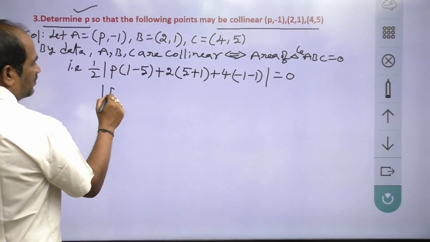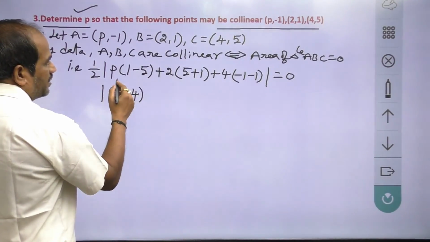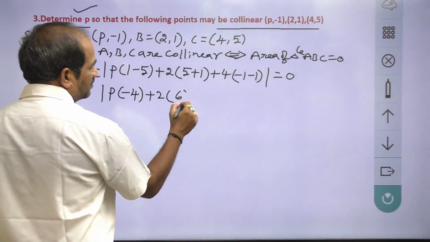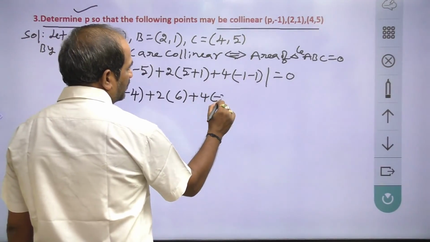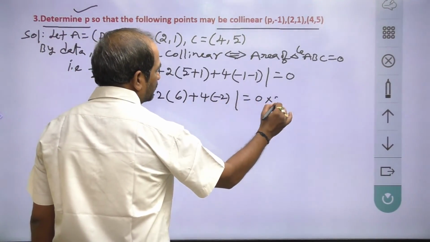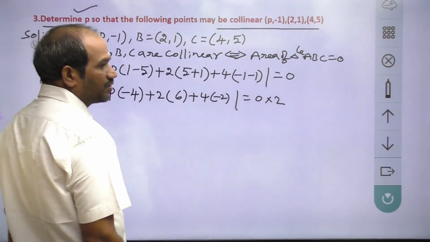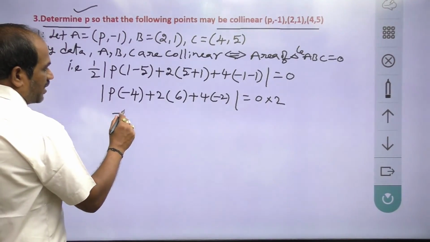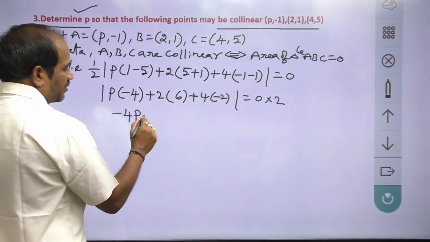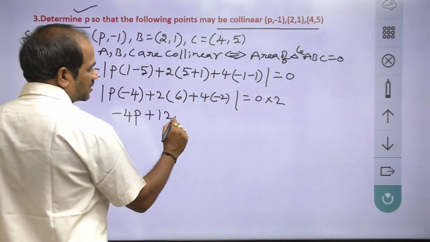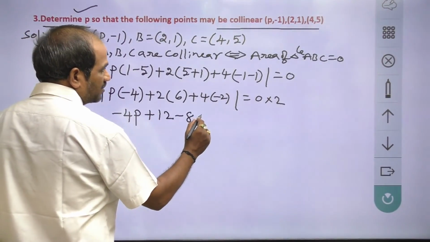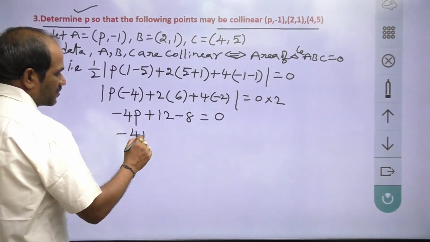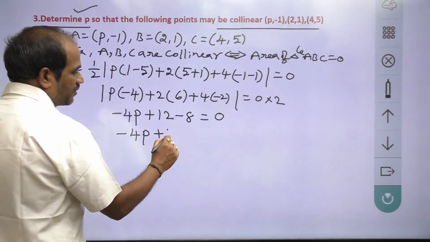Next, p into this total value, minus 4, so p into minus 4. Next plus 2 into 6, next plus 4 into minus 2, is equal to 0 into 2, which is 0. So minus 4p, plus 2 into 6 is 12, minus 4 into 2 is minus 8, equal to 0. Minus 4p plus 12 minus 8, that is 4, is equal to 0.